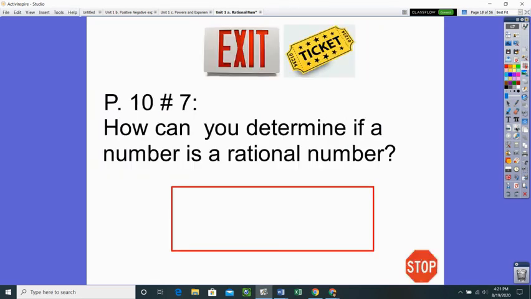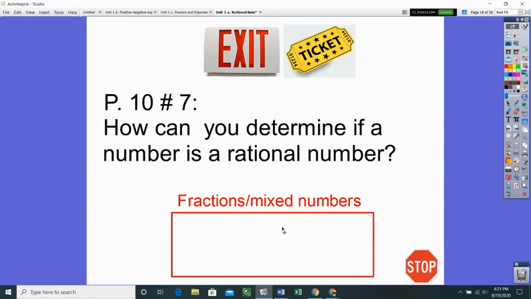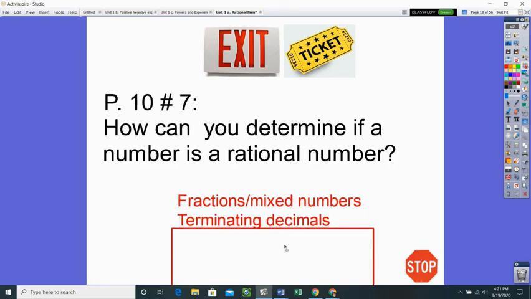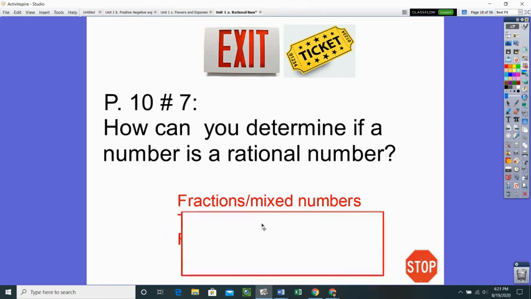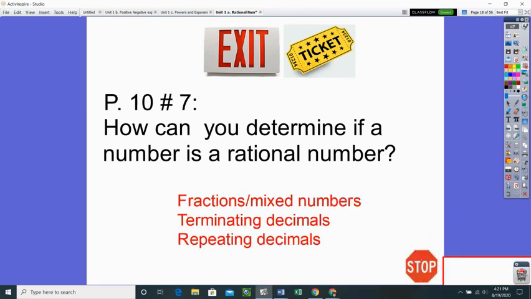So just remember, how can you determine if a number is a rational number? There are 3 things you look for. Can you write it as a fraction or a mixed number? All fractions and mixed numbers are rational numbers. Is it a terminating decimal, a decimal that ends? Is it a repeating decimal? All of those kinds of numbers are called rational numbers, and the ones that aren't, right now I want you to think of the non-repeating decimals. Think of pi for right now.